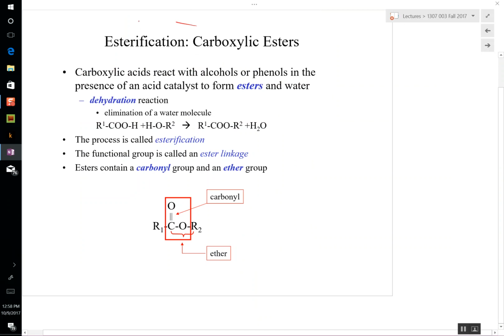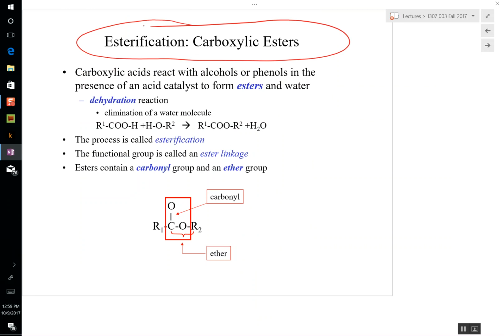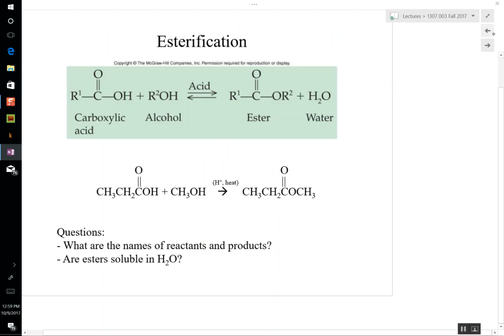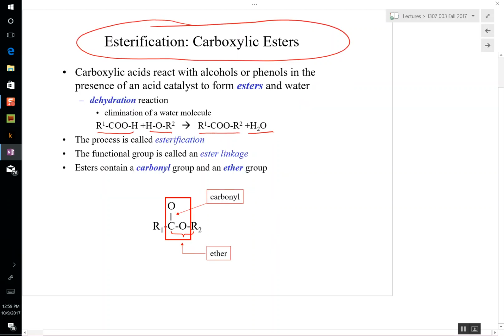Okay, this is going to be a really key reaction, esterification. How do you make an ester? This is what we're talking about here. The general reaction is a carboxylic acid plus an alcohol forms an ester plus water. Let me see if the next slide says that. Yeah, okay, the next slide says it. This process is called esterification. The resulting functional group is an ester.